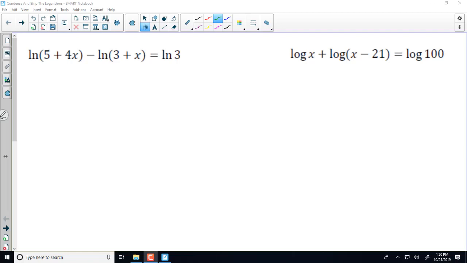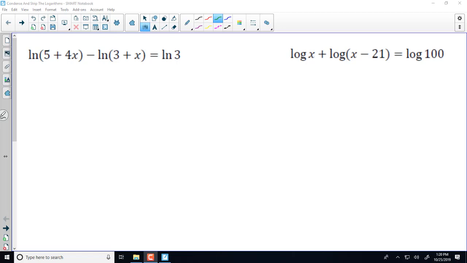Thanks for joining me. So if we're trying to solve for x in a logarithmic equation, as long as we have a single logarithm on each side, and those logarithms have the same base, we can just remove the logarithms and solve for x from there. Of course, we'll still have to check our answer at the end.